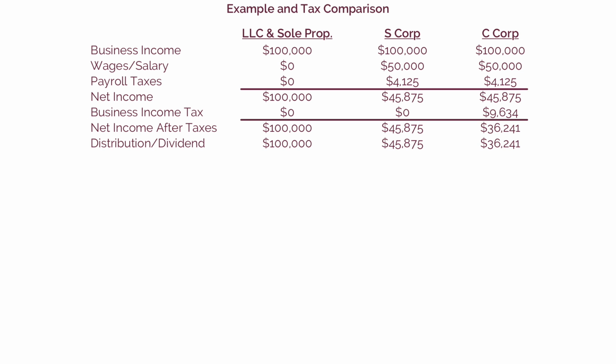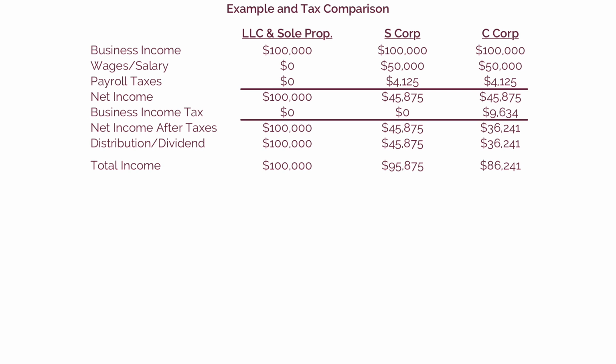So LLCs and sole proprietors are going to get that full $100,000. S corporations are going to get an additional $45,875, and then C corporations are going to get an additional $36,241.